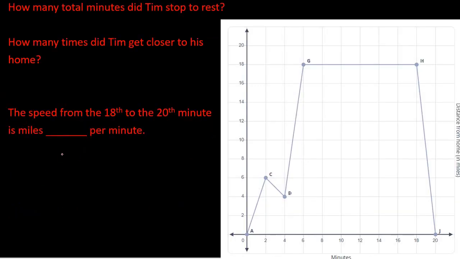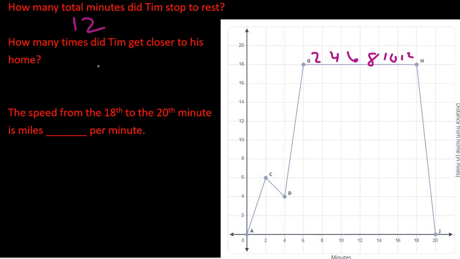So we look at this graph here, and the first question is, how many total minutes did Tim stop to rest? Well, do note down here that each one of these squares is 2 minutes. So it looks like he stopped at this point right here, this section. If we were to add this up, that's 2, 4, 6, 8, 10, and 12. So he stopped for 12 minutes.